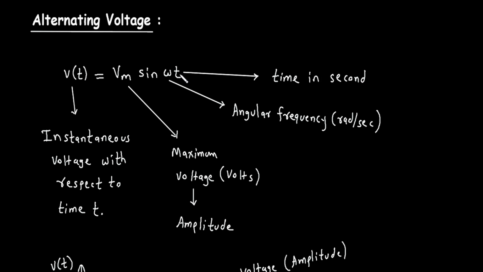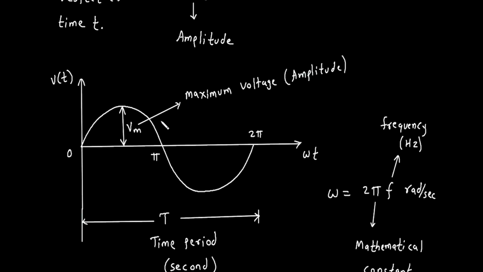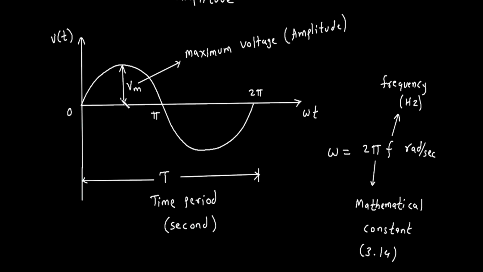The term instantaneous voltage refers to the voltage at any specific point in time. As time progresses, the instantaneous voltage varies according to the sine function. The maximum voltage, also known as the amplitude, is the peak value of the voltage. In our equation, it is denoted by Vm. This value represents the highest point the voltage reaches during each cycle.